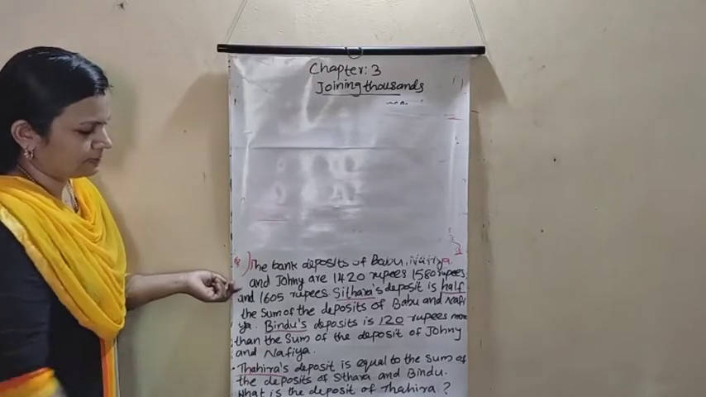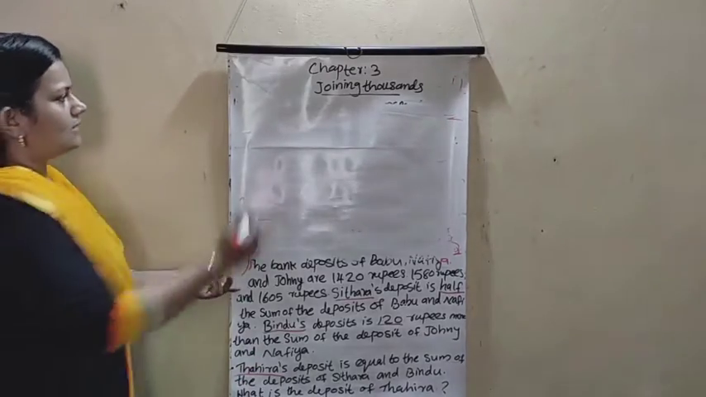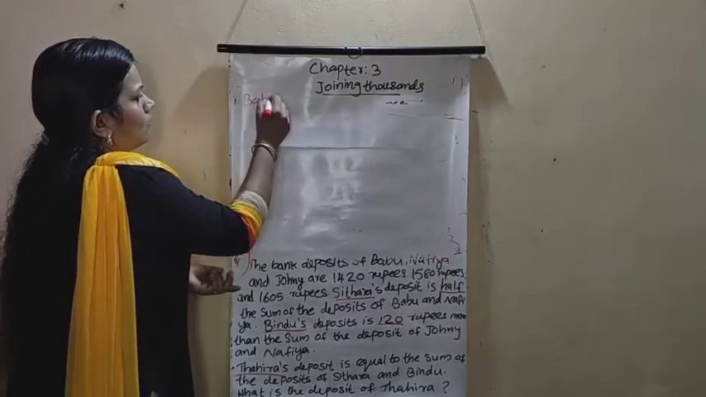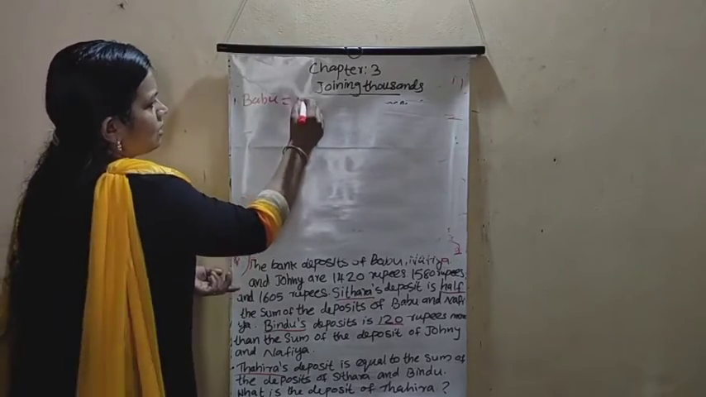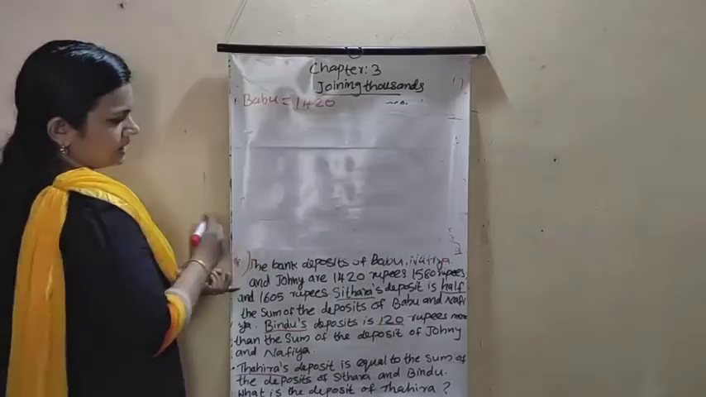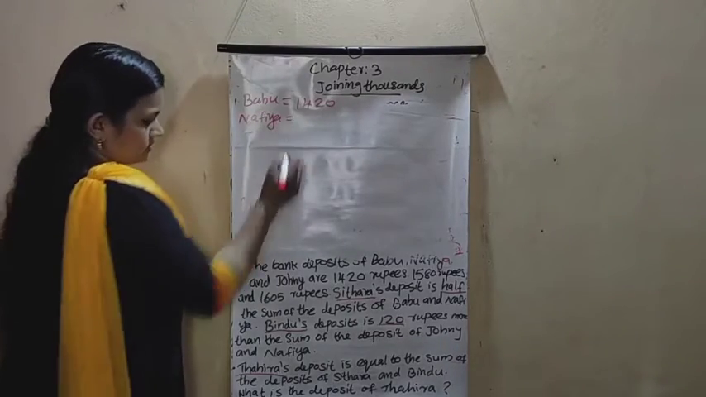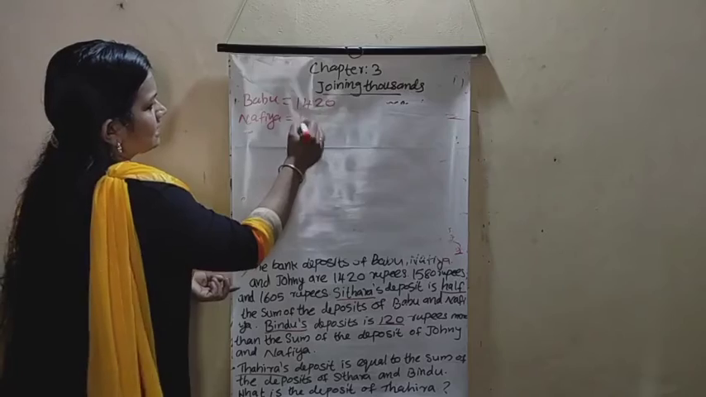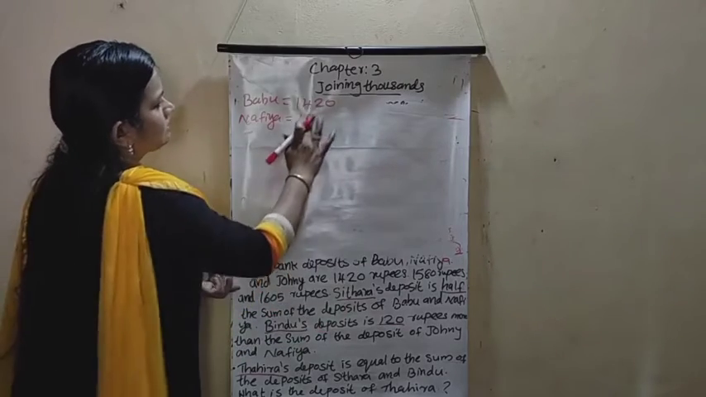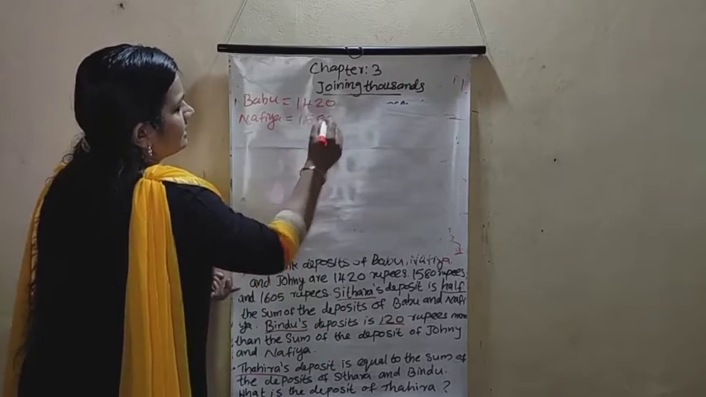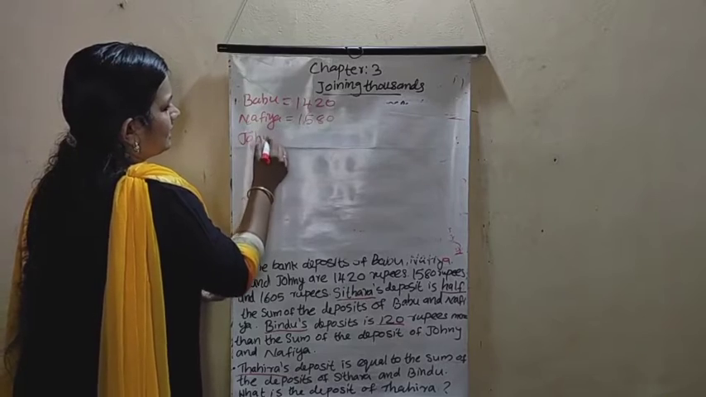Understood? Then what is the deposit of Tahira? First, Babu. Babu's deposit is what? 1,420. Then next, Nafia. Nafia's deposit is what? 1,580. Johnny's deposit is what?